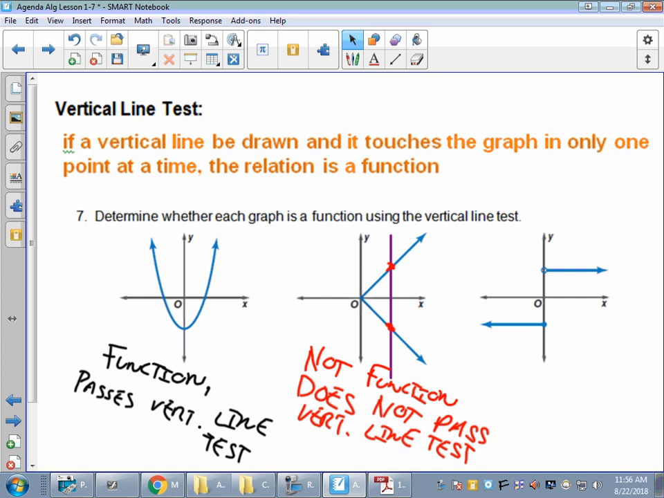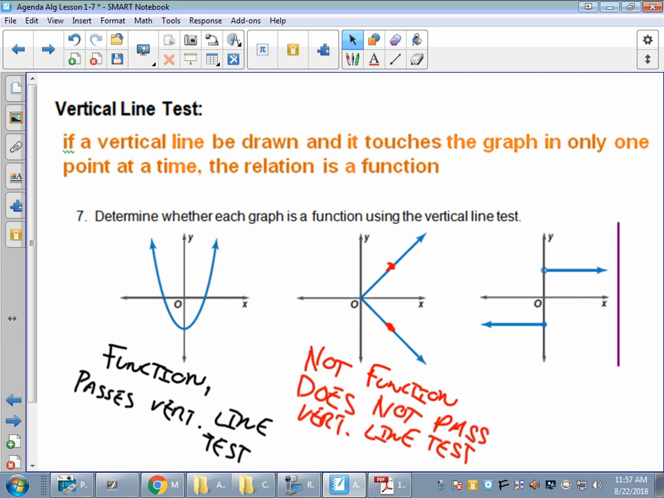All right, the third one is an interesting one. Okay, because as you can see from this point here, it passes the vertical line test on the left side because it only touches the line once. But on the right side over here, it also passes because it only touches the line once. The tricky one is right here in the middle, because it looks like it touches it twice. But we have to point out a couple things.